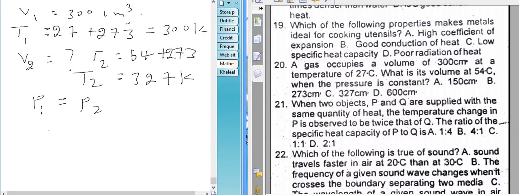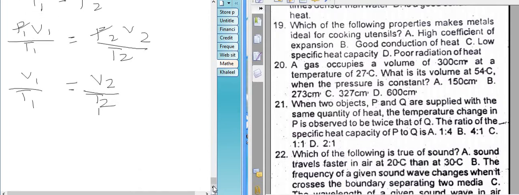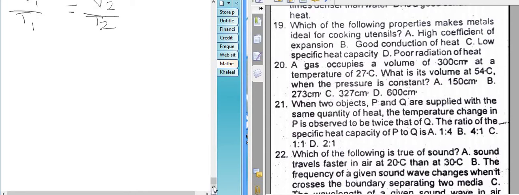So we can apply the general gas equation, that is P1V1 over T1 is equal to P2V2 over T2. So P1 is equal to P2, meaning pressure is constant. Then V1 over T1 is equal to V2 over T2. This is Charles' law, not pressure law. So this is equivalent to Charles' law in chemistry: at constant pressure, the volume is directly proportional to the temperature.